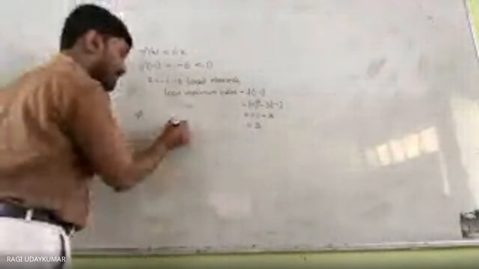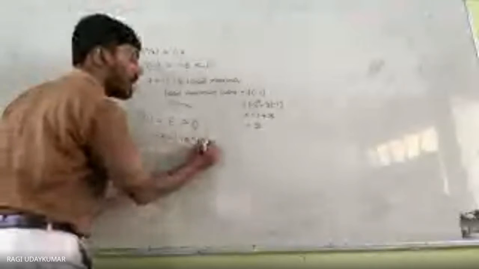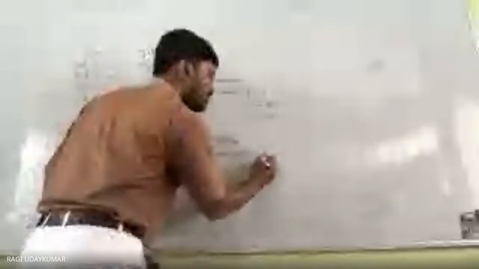6, add. This is greater than 0. Therefore, x equal to 1 is local minima. Therefore, local minimum value is equals to g of plus 1, which is 1 इधर substitute कर लो, 1 cube minus 3 into 1, which is equals to 1 minus 3 is equals to -2.